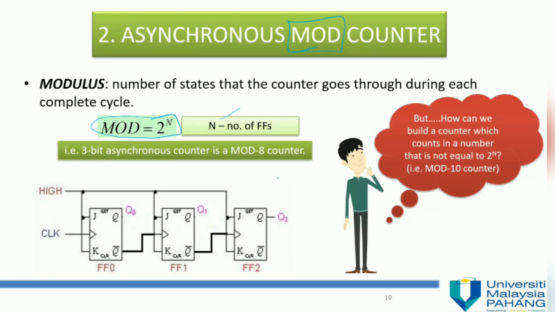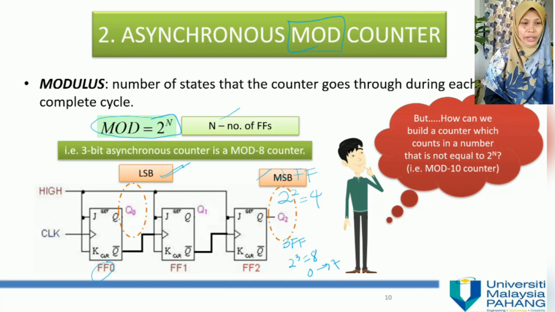If we have 2 flip-flops, the mode number is 2 power of 2 equals 4. The counter can count from 0 to 3 and has 4 counting cycles. If we have 3 flip-flops, 2 power of 3 equals 8. So it can count from 0 until 7.